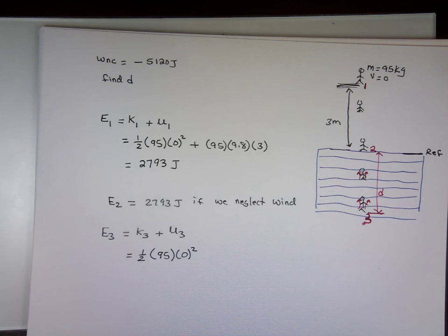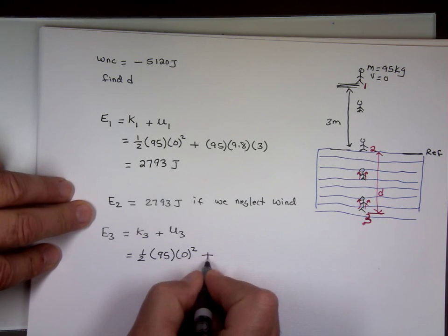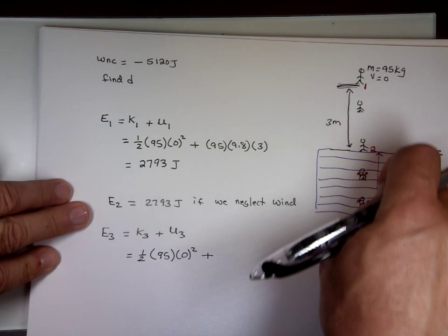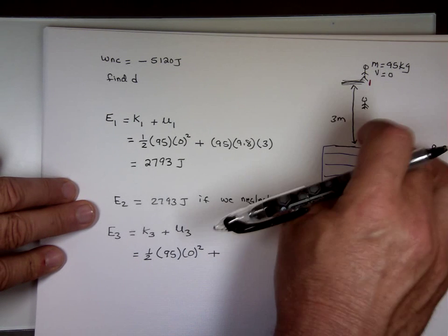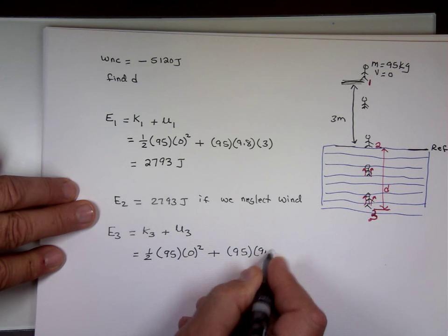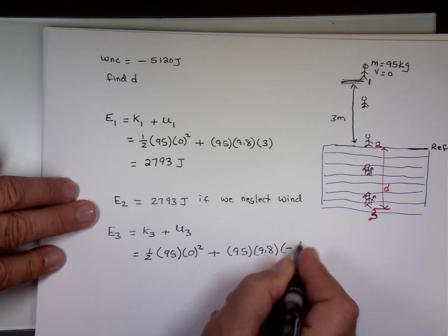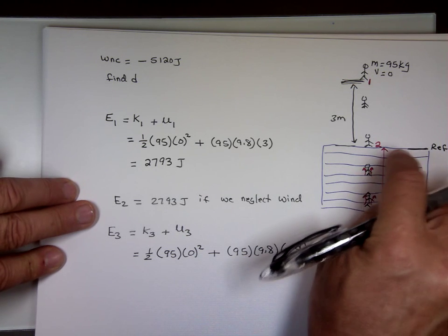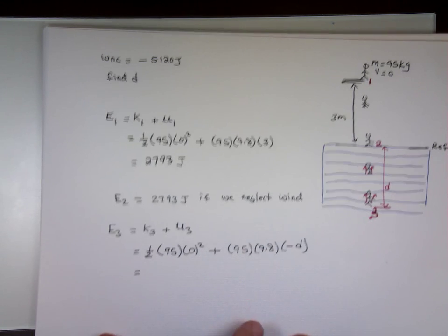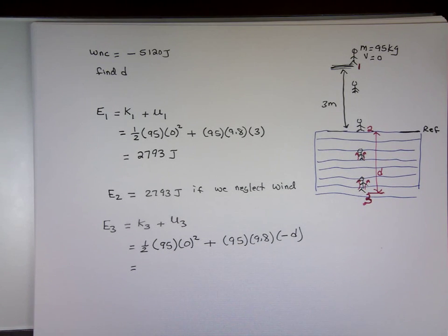Potential energy, it's the mass. Now let's think about this again. You're traveling down, so it's the mass, which is 95, gravity 9.8, and your distance is negative d. You went below that line. I'm using that as reference. You went below it, so it's a negative d. We do the math. What do we have? 95 times 9.8, which equals what? 931, negative 931d.